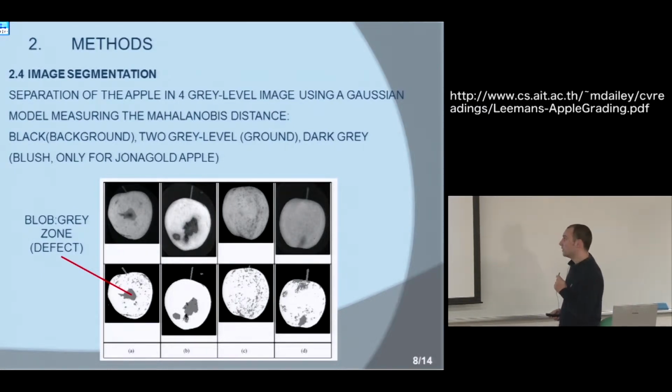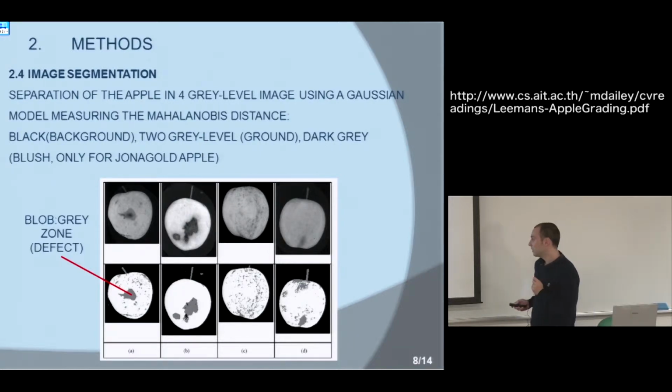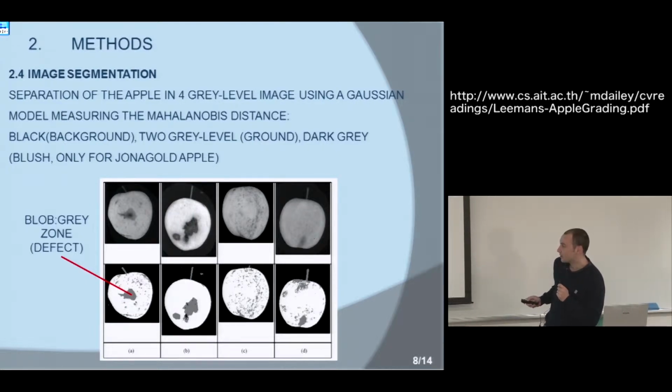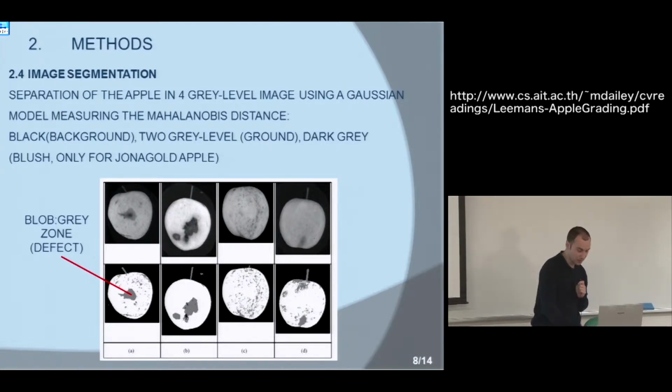After that, we have image segmentation. We need to separate the apple in 4 gray levels. First of all, we have the black, that is the background. After that, we have 2 gray levels for the ground color. And only for the Jonagold apple, we have another color that is dark gray. This picture shows you the image segmentation of a Golden Delicious apple. And after this slide, I will call blob this gray part, so the defect zone of the apple.